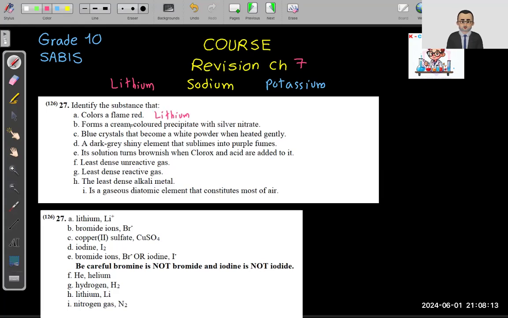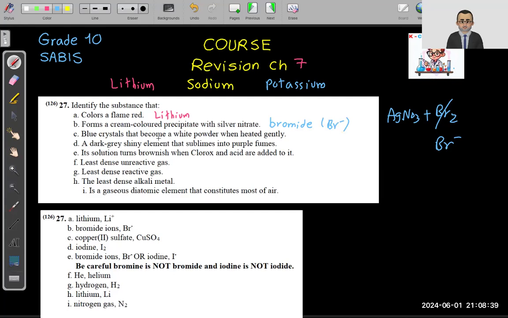So which one formed a cream color precipitate with the silver nitrate? Bromine. Okay, but take care, because if you wrote bromine and not bromide, it will be considered as wrong. Why, mister? Because the bromine itself does not react with silver nitrate. It has to be bromide. So bromide or Br minus is the one that makes the reaction.